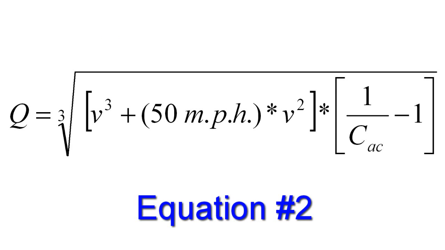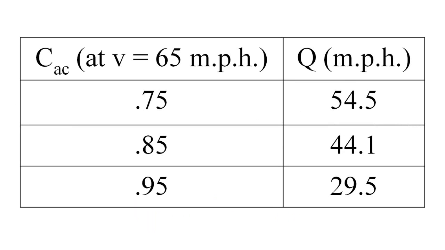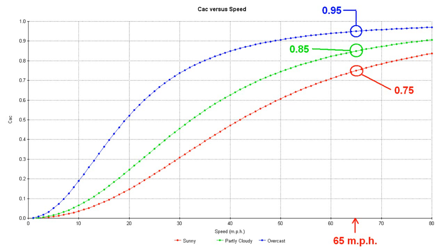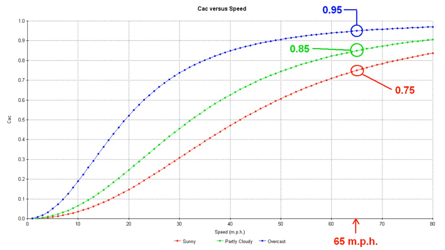Using equation 2, we find Q for different values of CAC when V equals 65 miles an hour. Putting these 3 values of Q into equation 1, we can then generate this plot. Notice that at V equals 65 miles an hour, these 3 curves have the value of 0.75, 0.85, and 0.95. I found on the internet that the range reduction is 30% for the highway and 50% in the city, and that would be approximately the lower curve.